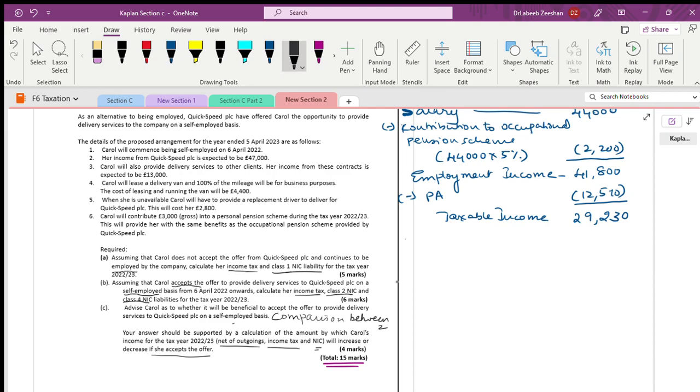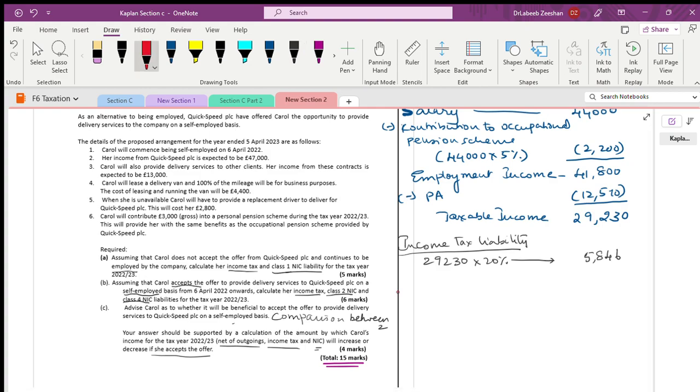Next, income tax liability. How much is the income tax liability? 31,430 comes in the basic rate. It comes in the basic rate of 20%. 31,430 times 20% comes to 6,286. This is the first part.